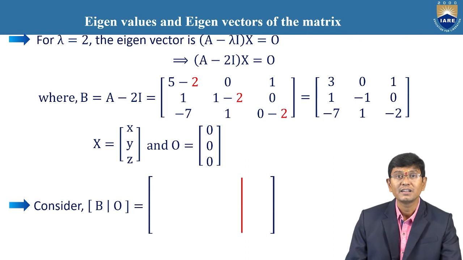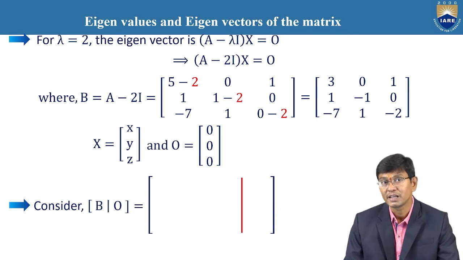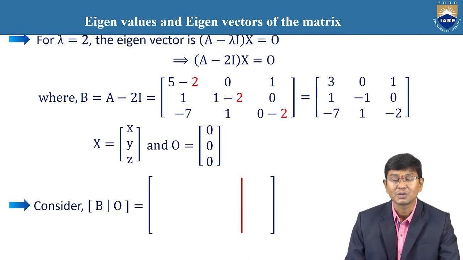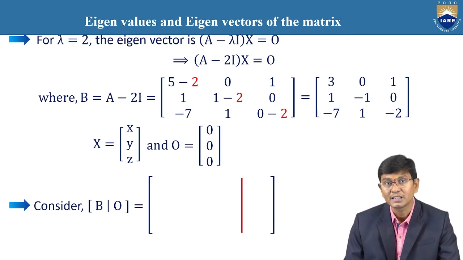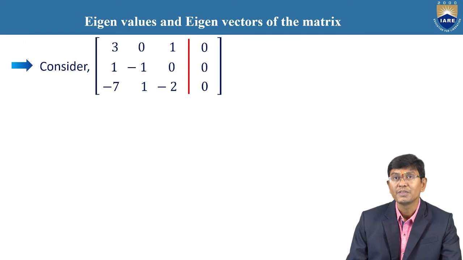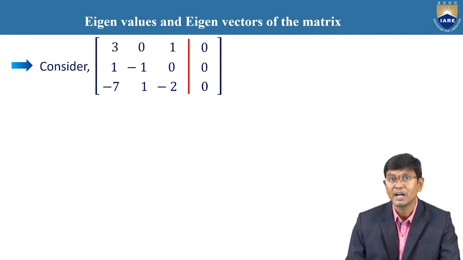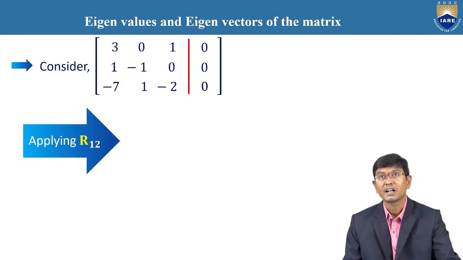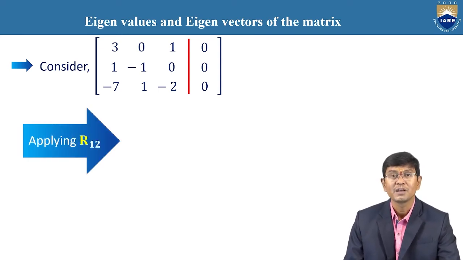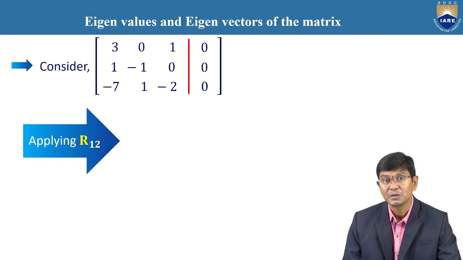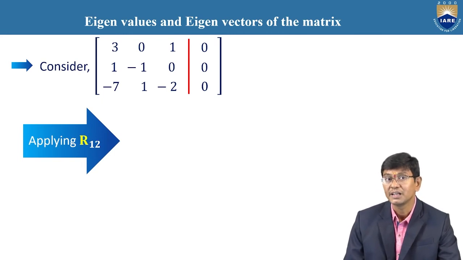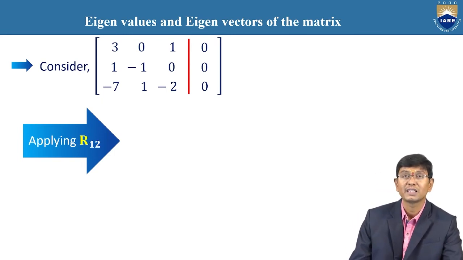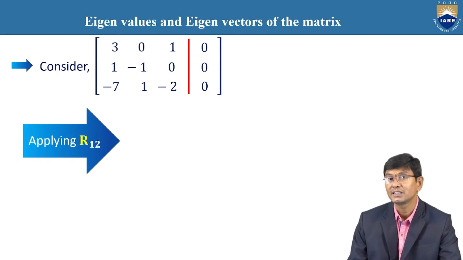If we consider the augmented matrix, with the coefficient matrix and the column matrix together side by side, the augmented matrix is equal to [A|0]. Therefore, the values are 3, 0, 1; 1, minus 1, 0; minus 7, 1, minus 2, and the last column is 0, 0, 0. By using elementary row operations, we need to reduce it to echelon form of a matrix, that is indirectly the Gauss elimination method.